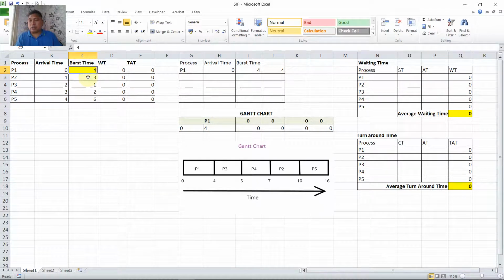Okay, if we're comparing the burst time from P2 to P5, what should be the lowest? Okay, this P3 should be the lowest burst time. Next, for the process P3, the arrival time for P3 is 2. The burst time of P3 is 1.